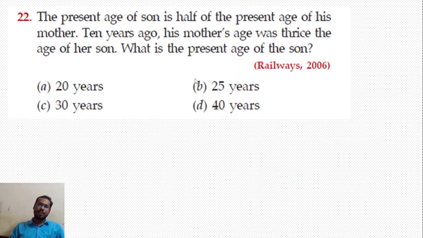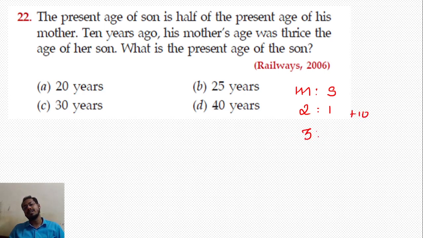The present age of son is half of the present age of his mother. So, mother and son. The present age is half of the mother's, so if mother's age is 2 parts, son's age will be 1 part, half of the mother's age, right? After 10 years, what happened? 10 years after, mother's age will be thrice the age of the son. So 3:1. So if you had 2 ratios, what I told you in the previous session, write 2x and 1x.